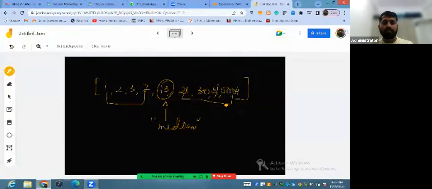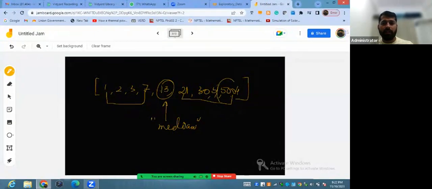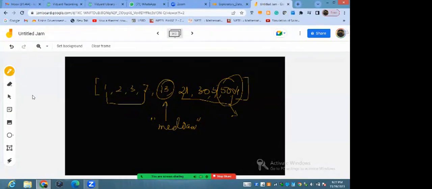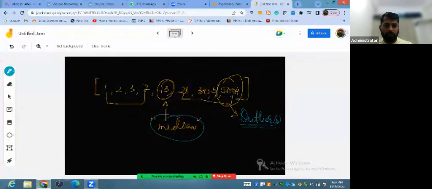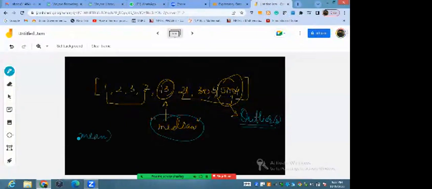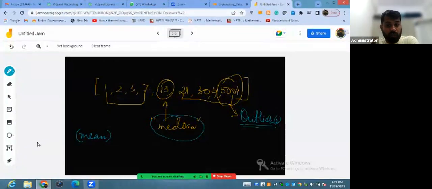So in what situation do I prefer the median? Give me the answer. What do we call this in data analysis? Outliers. Very good. When we have outliers, we prefer the median. When we don't have an outlier, we prefer the mean. If you have outliers, don't use the mean, use the median.